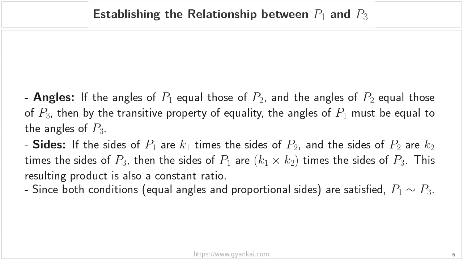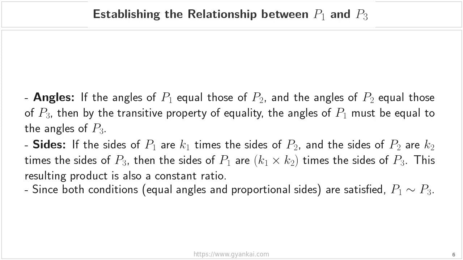So, to conclude our proof, because we have successfully demonstrated that both necessary conditions, equal corresponding angles and proportional corresponding sides, are satisfied, we can officially state that polygon P1 is similar to polygon P3. This confirms that the property of similarity is indeed transitive.